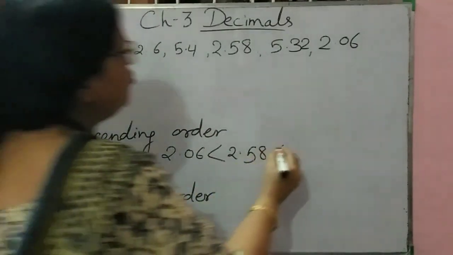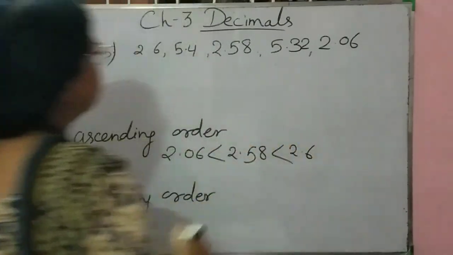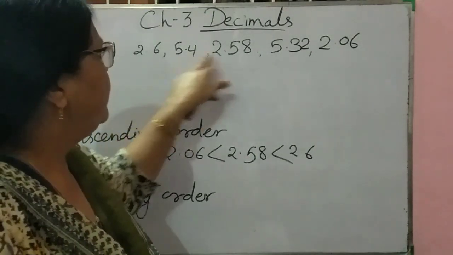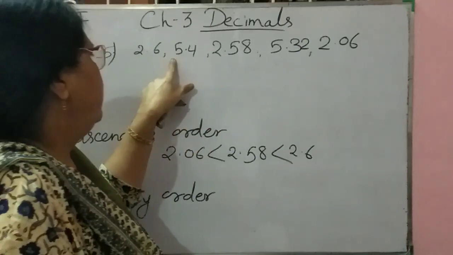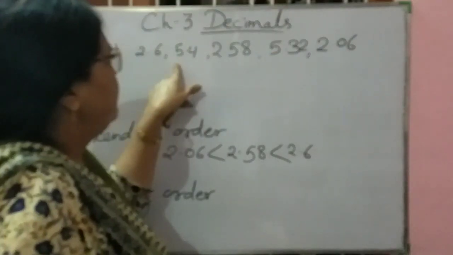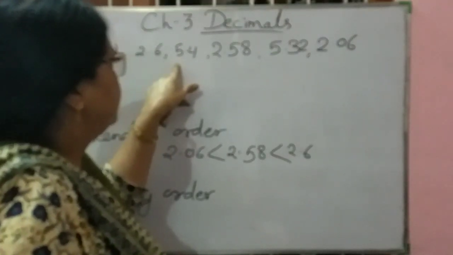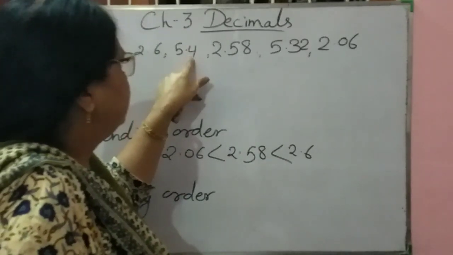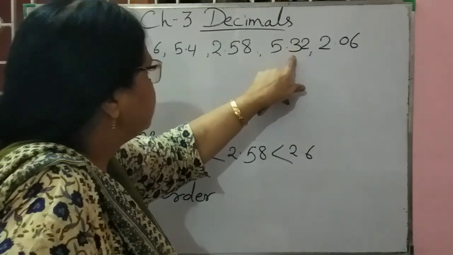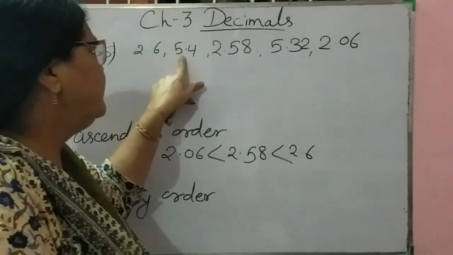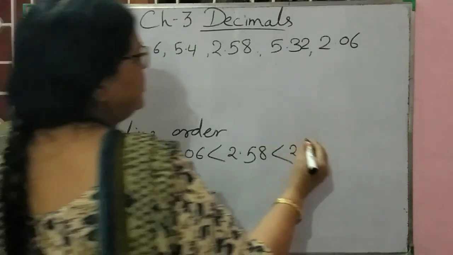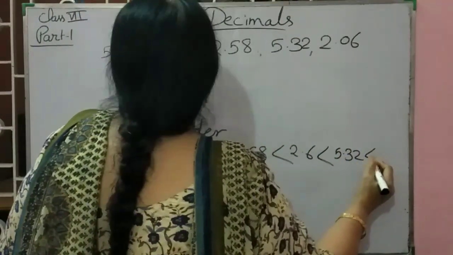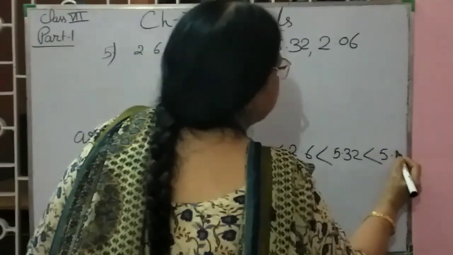Next one 2.58. And after that 2.6. 2 numbers are left, 5.4 and 5.32. 5 is whole number. So again see 10th place is 4, is 3. So this one is smaller than this one. This one is greater. Write down 5.32. After that 5.4.